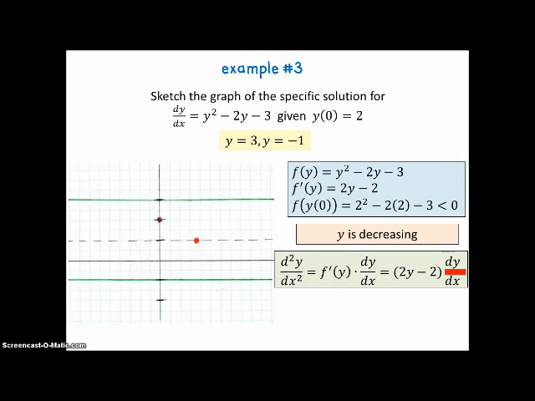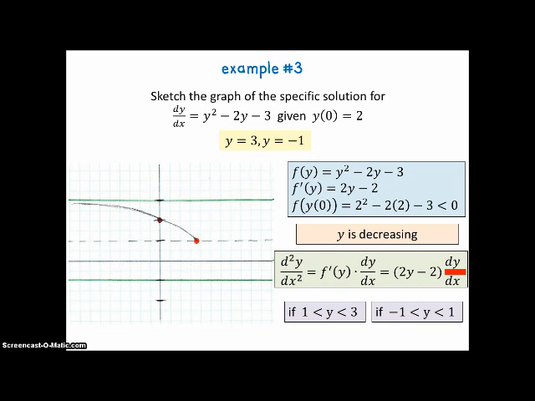Well, dy/dx is always negative, and if y is between 1 and 3, which would be the top half of our graph, then 2y minus 2 is going to be positive. And so we have what? Positive times a negative is a negative, and so it's going to be concave down. So we draw that part concave down. Now, what if y is between negative 1 and 1, which is the bottom half of our graph, from the dotted line down to the bottom green line? Well, then 2y minus 2 is going to be negative, and so a negative times a negative is positive, and we have concave up because the second derivative is positive. So the other half of our graph is concave up, and there we have it.